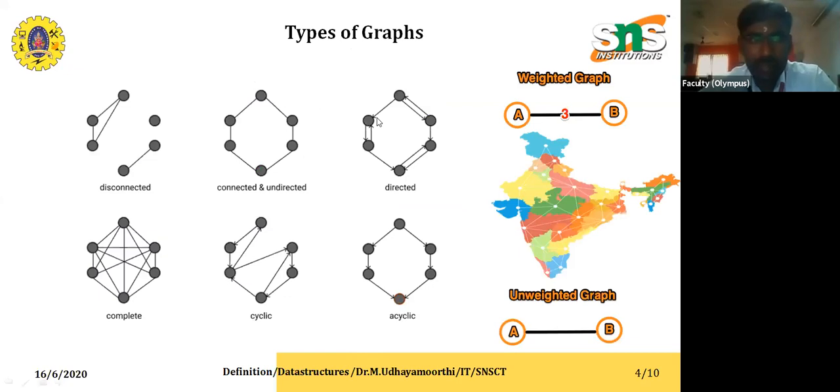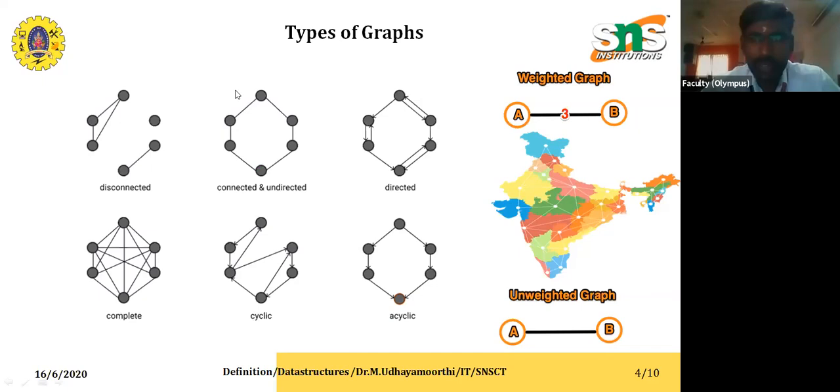There are different types of graphs available: connected graph, disconnected graph, directed graph, undirected graph, cyclic graph and acyclic graph, followed by weighted graph and unweighted graph. We discussed the definitions of each of these in the last class.